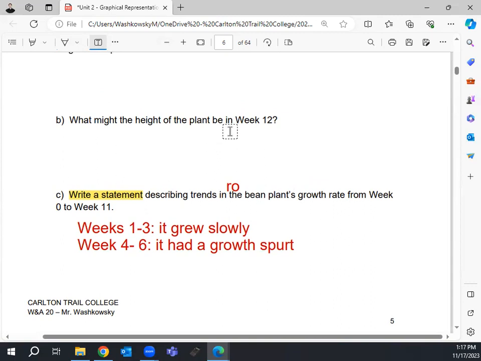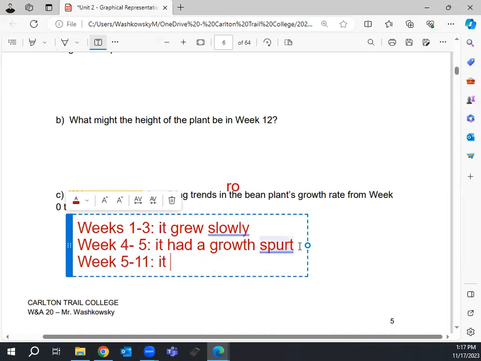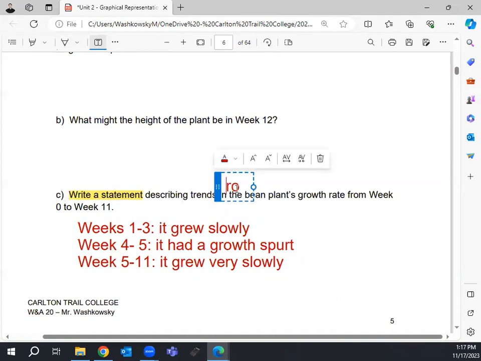And then after that, what happened after week 6? Well, or I'm sorry, after week 5. This is week 5. And then after that, well, week 5 to 11, it grew very slowly. Like very slowly, right? At that point, it was only growing a tiny little bit. That's fine enough, right? It's just writing down what we're thinking out loud when we look at a graph, it's just writing down those thoughts.